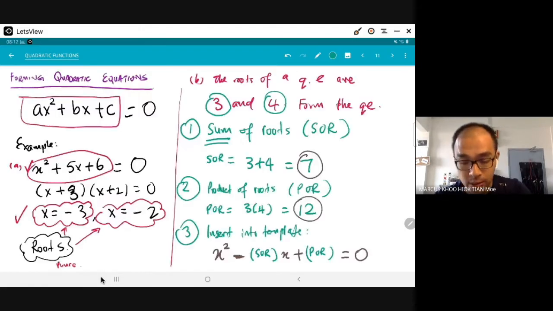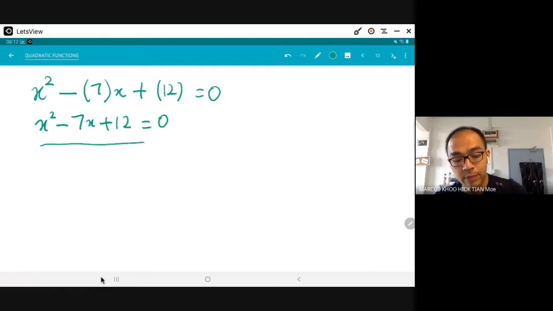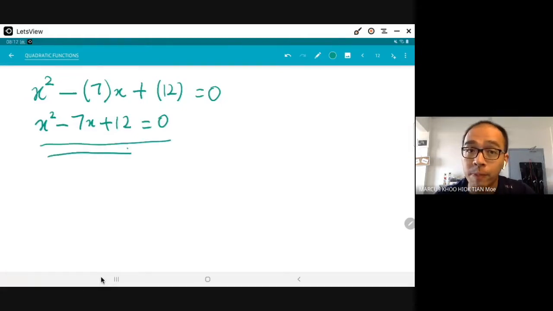No, 7 and 12. Okay, baru kamu selesaikan, kamu buka kurungan dan sekian-sekian lah. So you get x squared minus 7x plus 12 equals to 0. This is my quadratic equation.